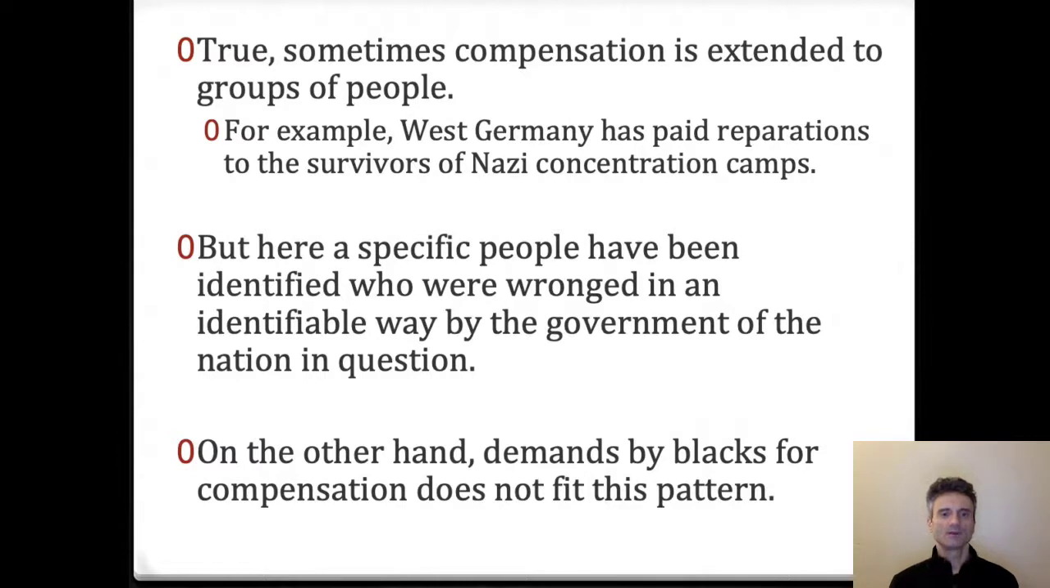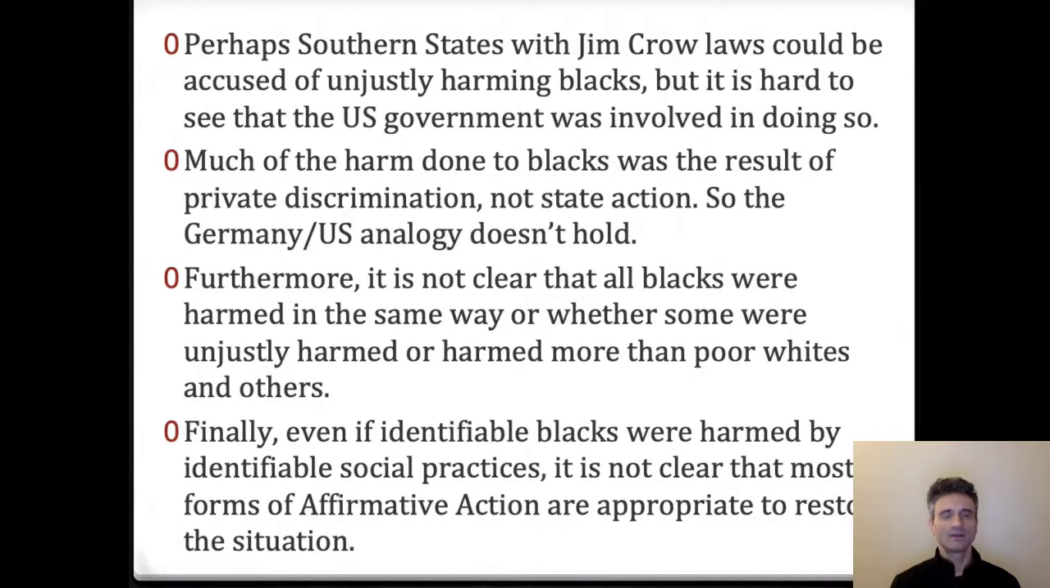On the other hand, when it comes to repairing and compensating, for example, Blacks, well, first of all, it doesn't really fit the pattern. It's not the same. You can say, for example, that the southern states with Jim Crow laws could be accused of unjustly harming Blacks, but, as I said before, it was not the government doing that. Those were laws that were then discontinued.